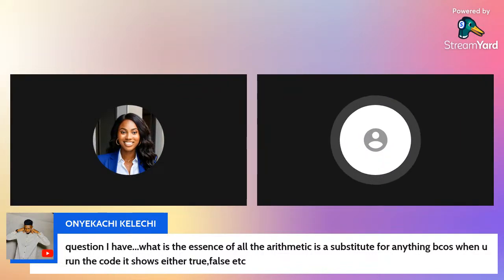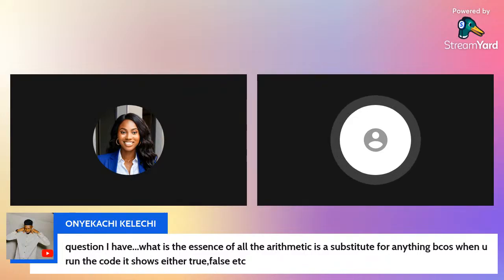Question: what's the essence of the arithmetic, is it a substitute for anything, because when you run the code it shows true or false. Yeah, basically it's just for us to compare values. So JavaScript would let you know if this comparison we did here passed. It will tell you, okay, this is true because these two values are the same.